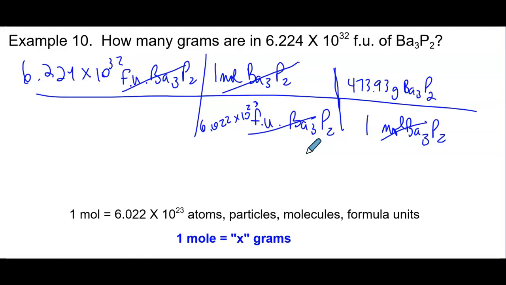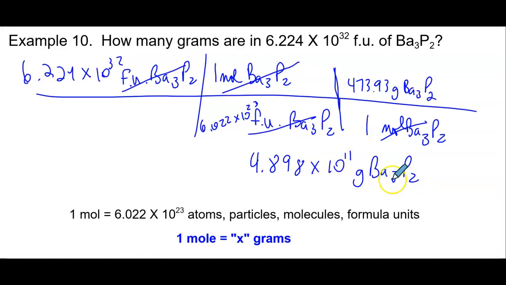So you're going to take 6.224 times 10 to the 32nd, divide by 6.022 times 10 to the 23rd, times 473.93. And I get on my calculator, let's see, I can have 4 sig figs, so 4.898 times 10 to the 11th grams of barium phosphide.